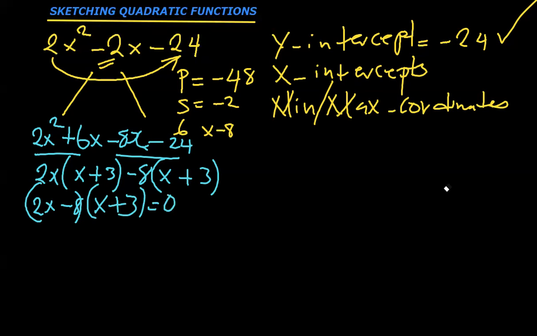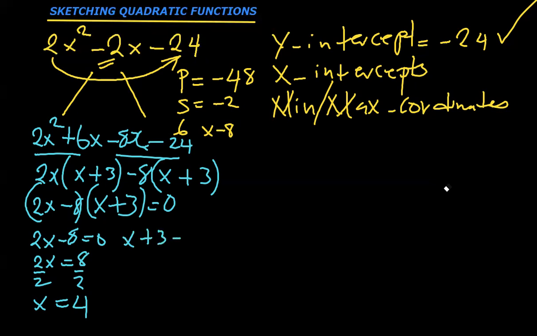Okay. Now, once you've done that, we equate the two factors to 0. So you have 2x minus 8 equals 0. That gives us 2x equals 8, and dividing by 2, x equals 4. We have the first solution. The second will be x plus 3 equals 0, and you get x equals negative 3. And there it is. We have the two solutions.